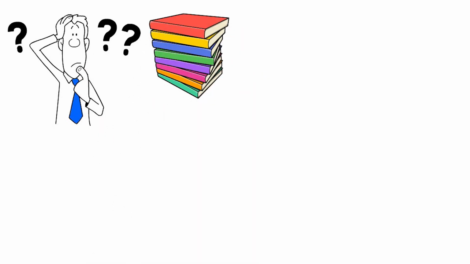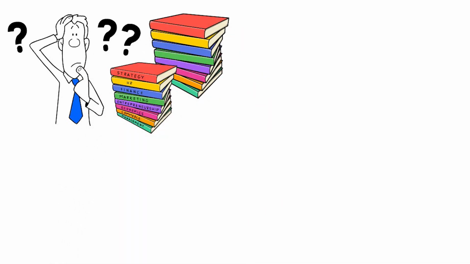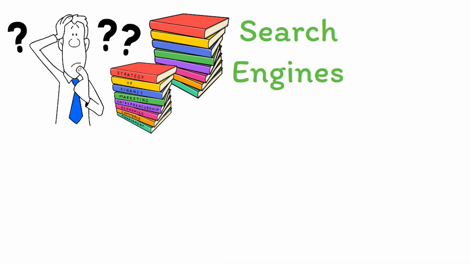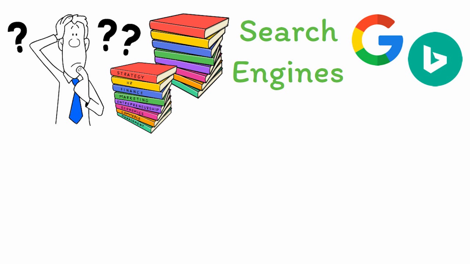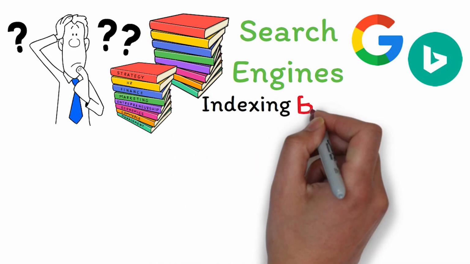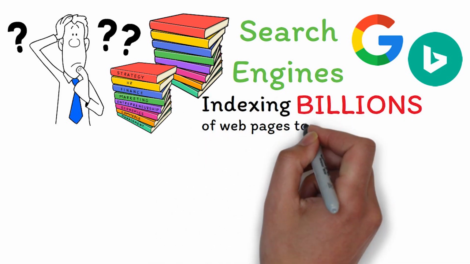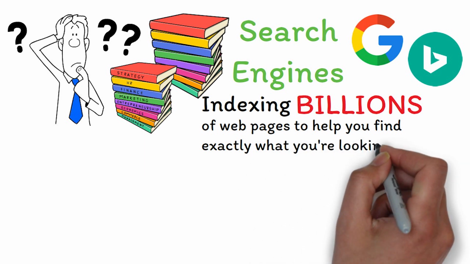Imagine trying to find a single book in the world's largest library without a catalog. That's where search engines come in. Google, Bing, and others act as the internet's catalogs, indexing billions of web pages to help you find exactly what you're looking for.